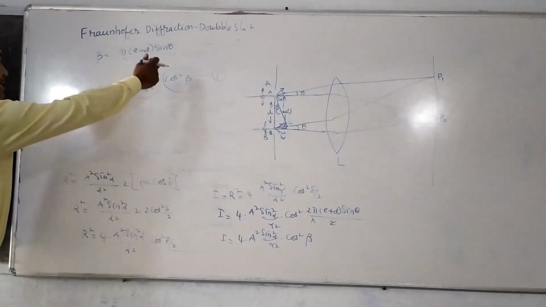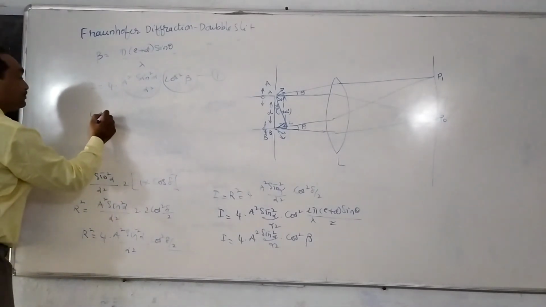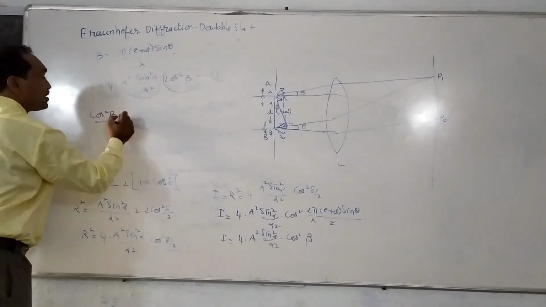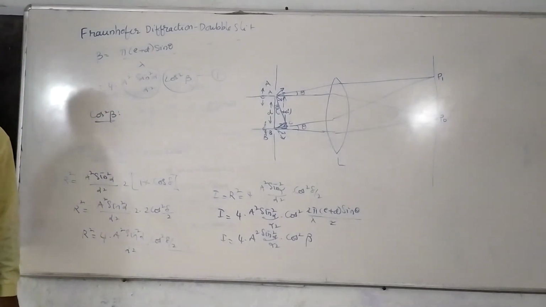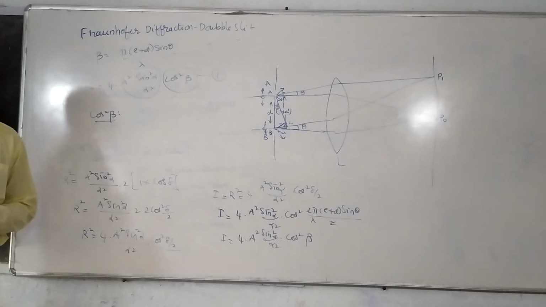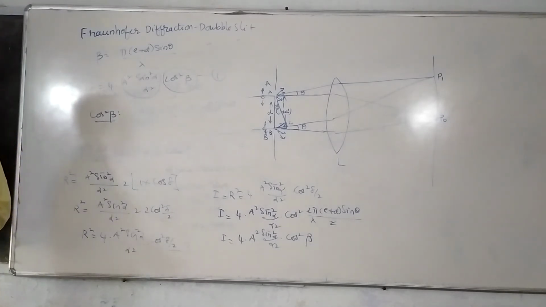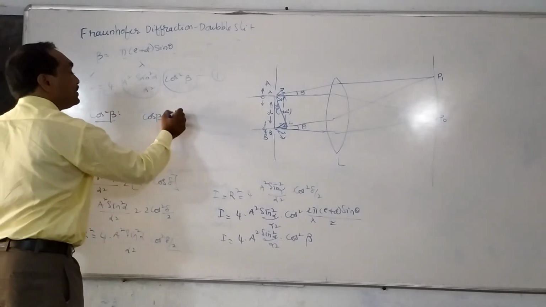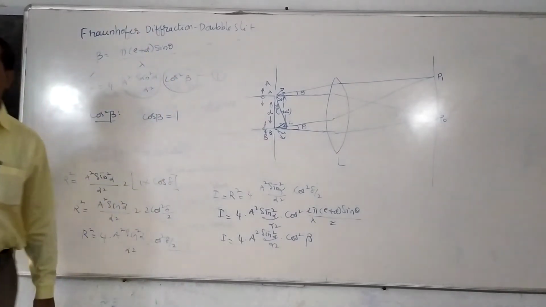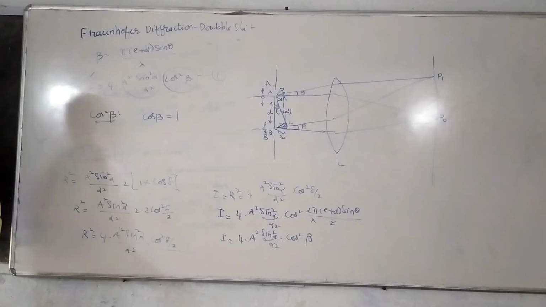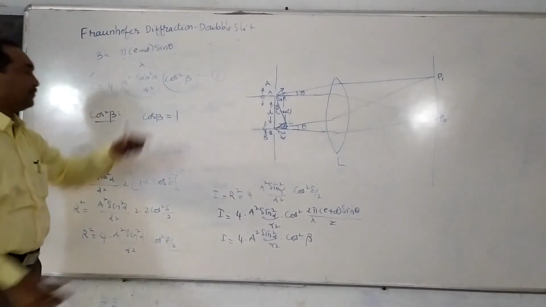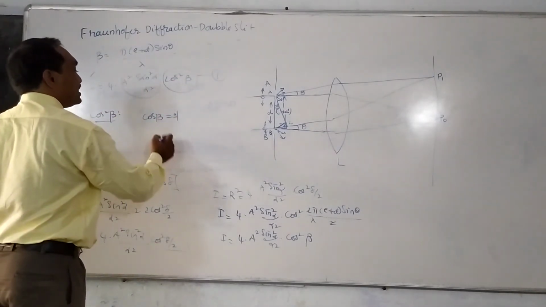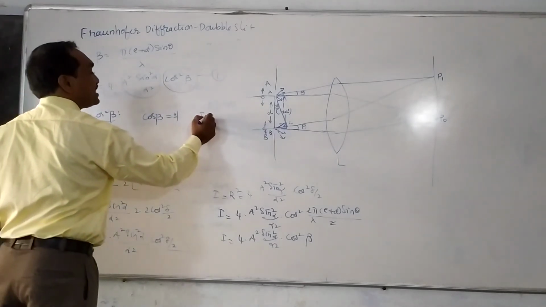So first we will analyze this cos squared beta term. There are two conditions. First, if intensity is maximum, what happens? Second, if intensity is minimum, what happens? If we require intensity to be maximum, cos beta is equal to 1, or maybe plus or minus 1, because there is a square. If cos beta is equal to plus or minus 1, the intensity is maximum.